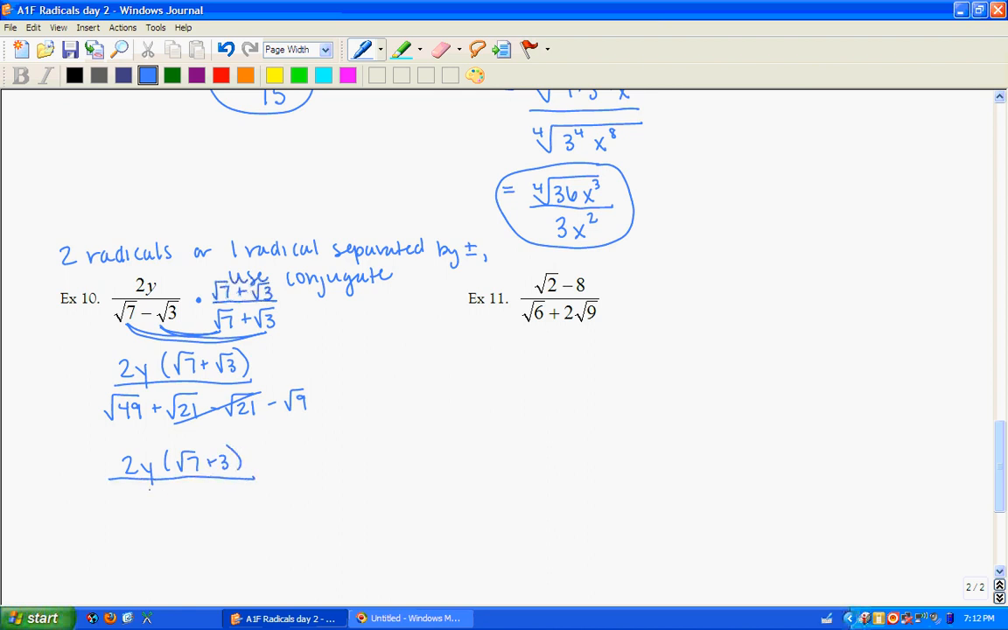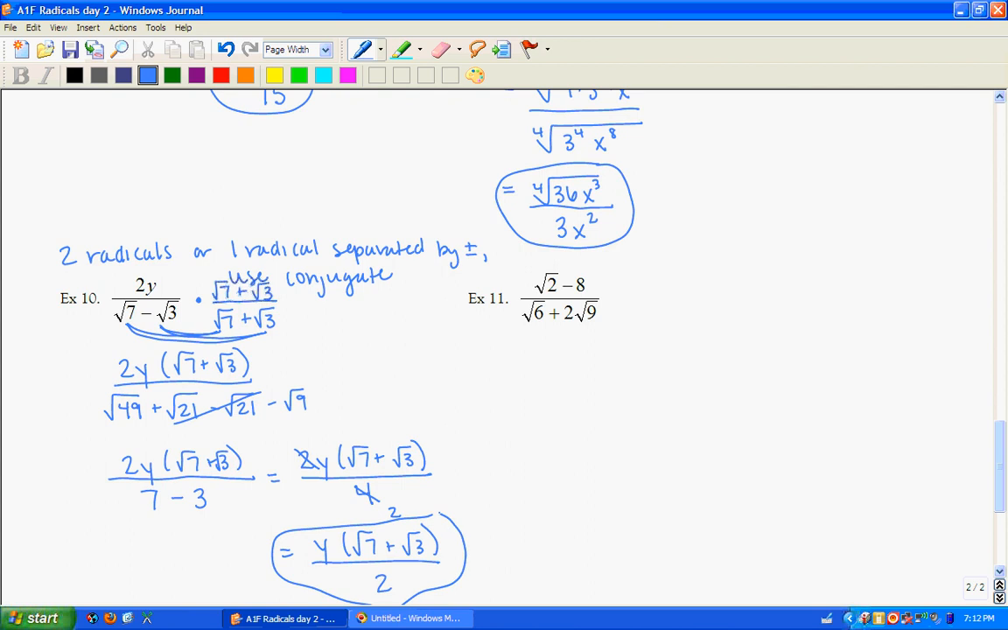So again, the top is along for the ride. And in the denominator, we will have 7 from the square root of 49 minus 3 from the square root of 9. And again, you'll want to simplify that. So we'll have 2y times the square root of 7 plus the square root of 3, all over 4. And it does help to keep the top in factored form like that, so that way you can simplify at the end if you can. So we will have the 2 canceling with the 4 down there. So we'll have y times the square root of 7 plus the square root of 3 all over 2 as our final answer. And we will save example 11 for class tomorrow.